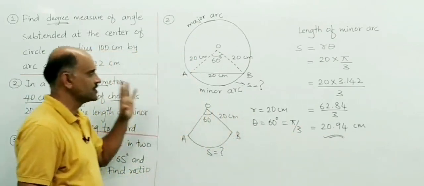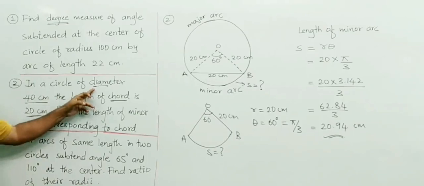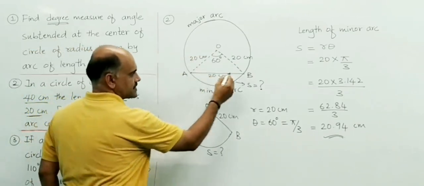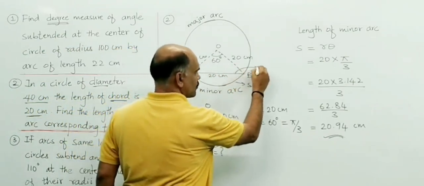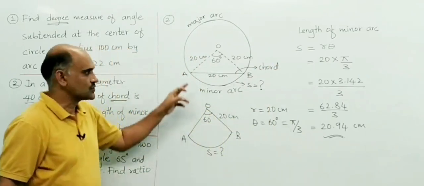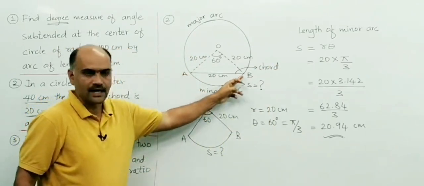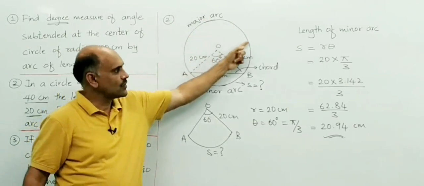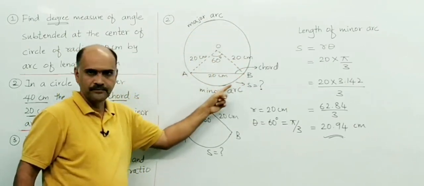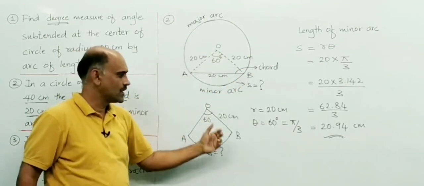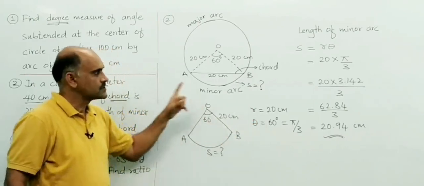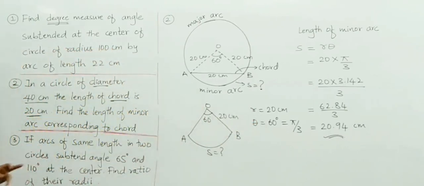Clear, students? So first he has given diameter. So I got radius. Minor arc, this is chord. AB is chord. So this we call it as minor arc, and bigger length is called major arc. You are required to find length AP. So that is S is equal to R theta. You will have the answer. Again you can pause, solve this problem, and we will go for the third one.